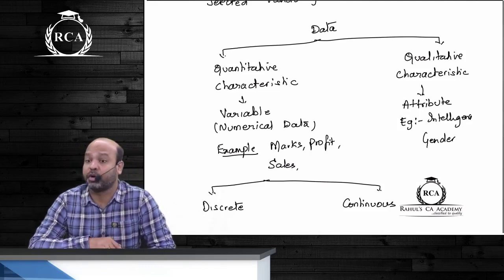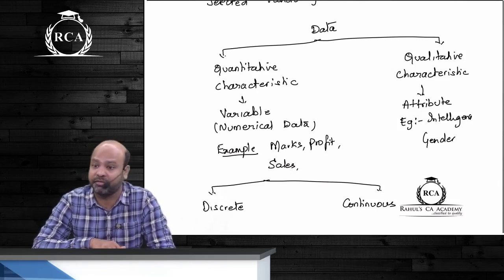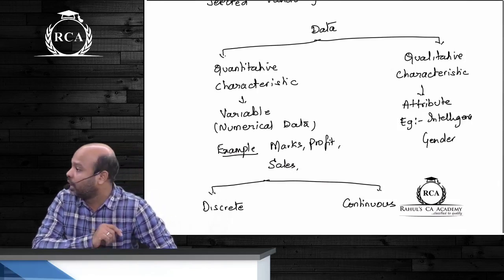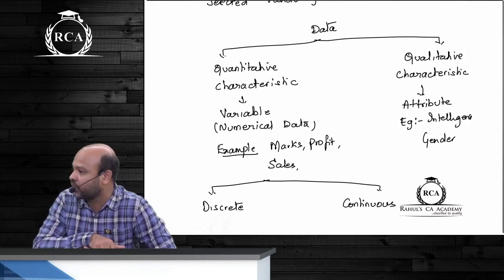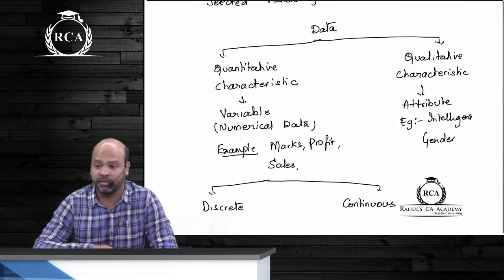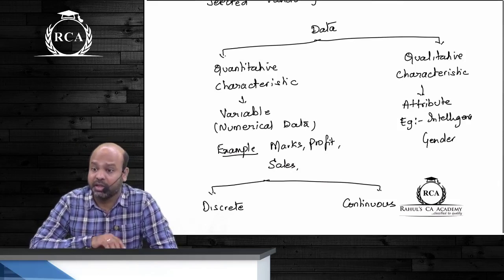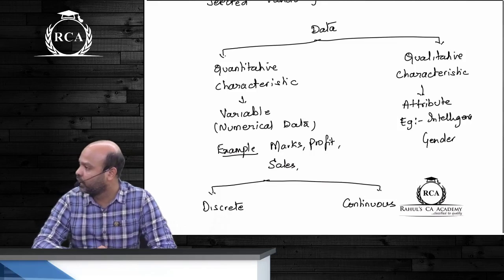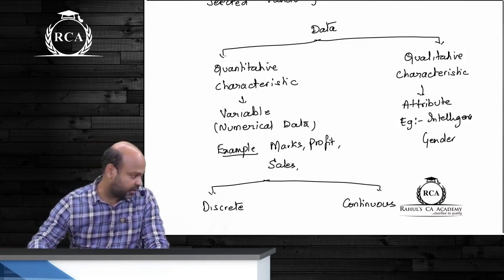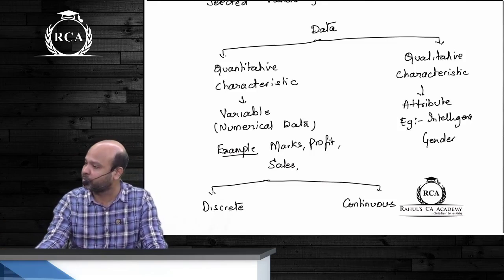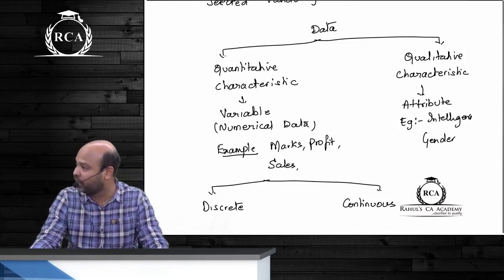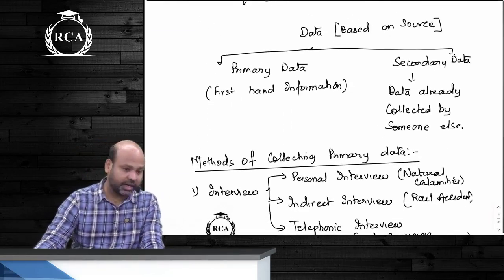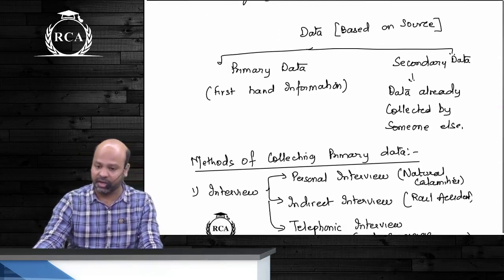If the total number of possibilities within a given range of values are infinite, the variable under consideration will be termed as continuous variable. Height, weight, age, profits of a company, income will all be examples of continuous variable. Though I said in our study material, they have marked income of a person as discrete variable and not as continuous variable. Then a qualitative characteristic is known as attribute. So gender of a person, nationality of a person, all of that will be attribute. Are we clear?